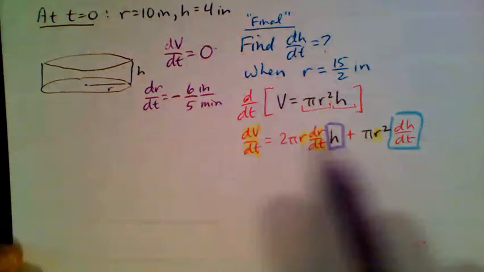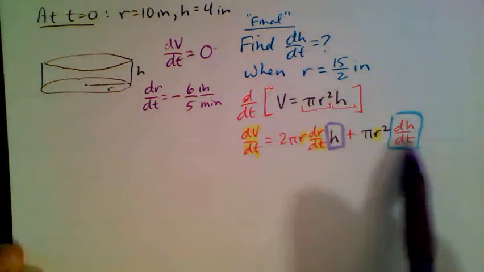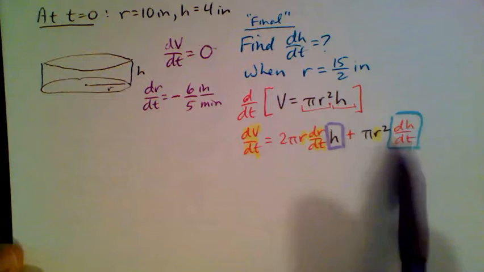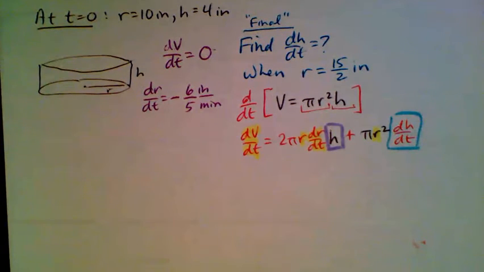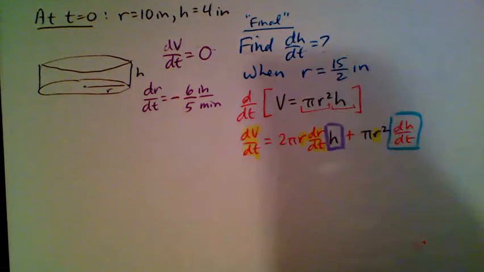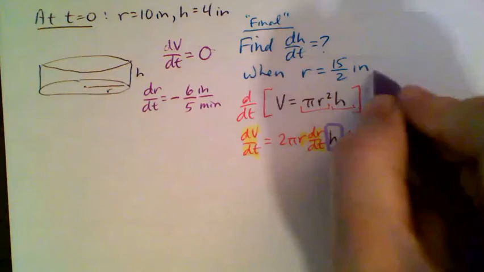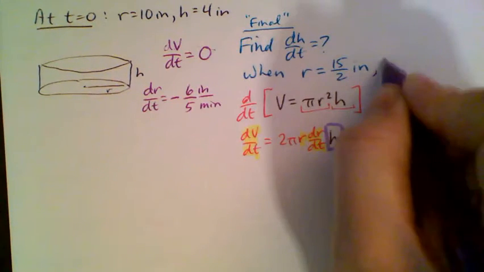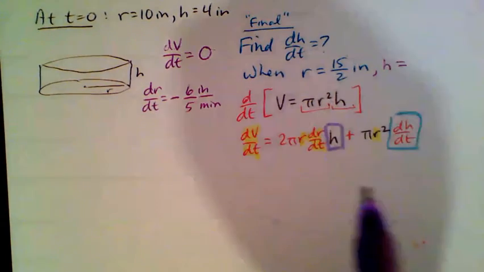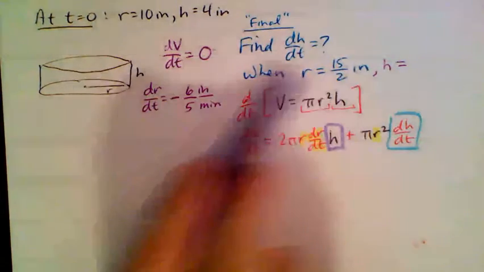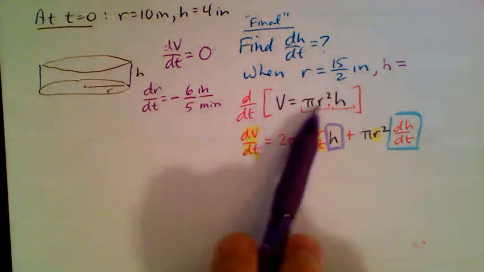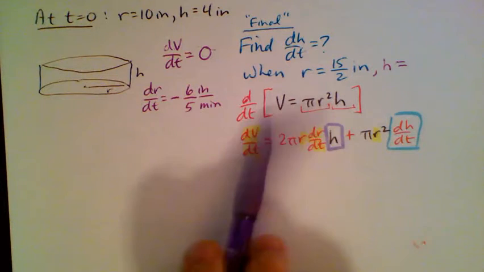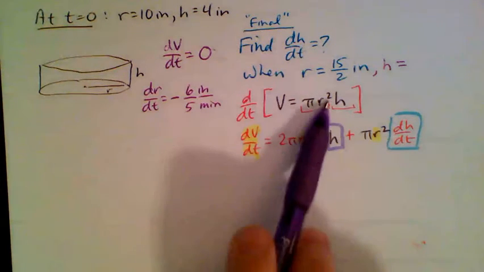Okay, so now that we've got the problem set up, in order to have enough information to find dH over dt, we need to find the height here. When r is 15 over 2 inches, let's figure out what the height is. In order to figure out the height, we need to know the volume, because again, the radius, height, and volume are all linked together in that equation.